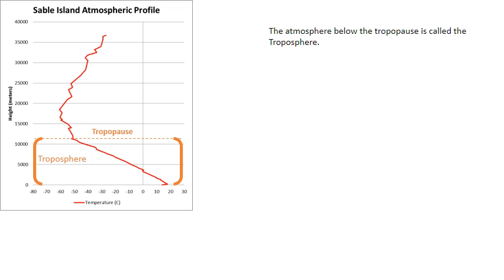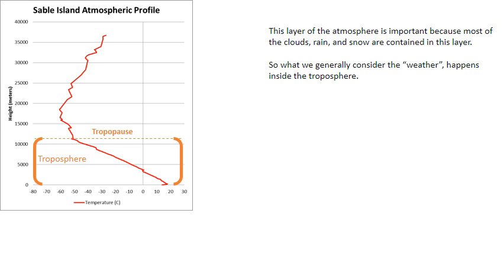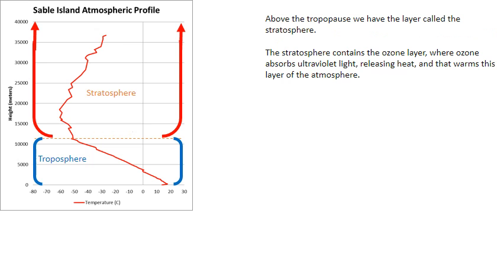The atmosphere below the tropopause is called the troposphere. This layer of the atmosphere is important because most of the clouds, rain, and snow are contained in this layer. So what we generally consider the weather happens inside the troposphere. Above the tropopause, we have the layer called the stratosphere. The stratosphere contains the ozone layer, where ozone absorbs ultraviolet light, releasing heat, and that warms this layer of the atmosphere.